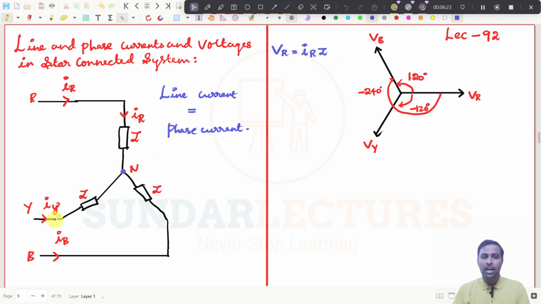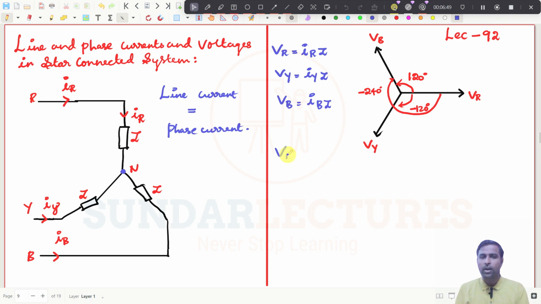And then what is Vy now? Vy is nothing but Iy into Ez. And what is Vb? Vb, I can write as Ib into Ez, right? These are all the phase voltages, and generally these are all magnitudes of the phase voltages, and I can write it in another way too.